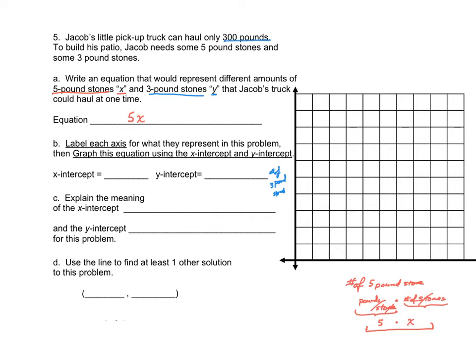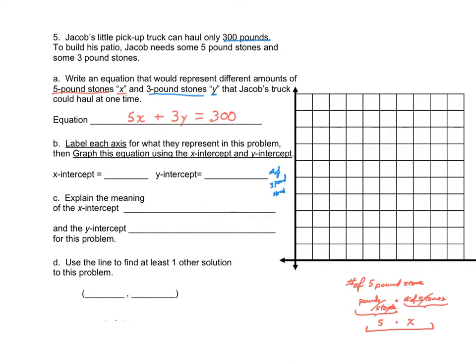Now we need the total pounds for the 3-pound stones. The total pounds for the 3-pound stones would be 3 pounds per stone times the number of stones, 3y. So if this is the total pounds for the 5-pound stones, and this is the total pounds for the 3-pound stones, they should add up to the total number of pounds, which is 300 pounds. So you don't have to solve for y. You don't have to solve for x. You don't have to do anything special to graph this except find the x-intercept and y-intercept.